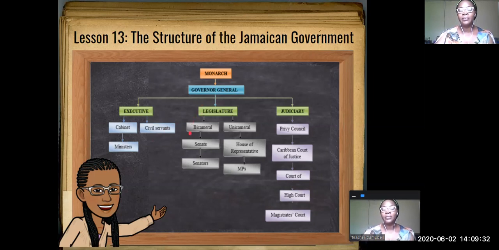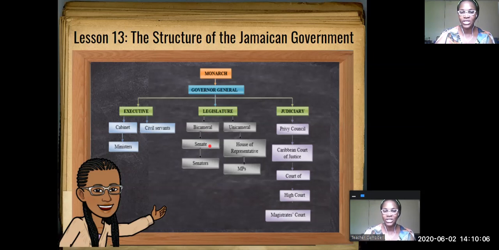The legislature, in Jamaica in particular, you could have a legislature with one house or two. It could be bicameral, meaning two. Bi, think of bicycle. Anything bi refers to two. Anything uni, like unicorn, refers to one. So bicameral means it has two houses. Unicameral refers to one house of parliament. Jamaica has two.